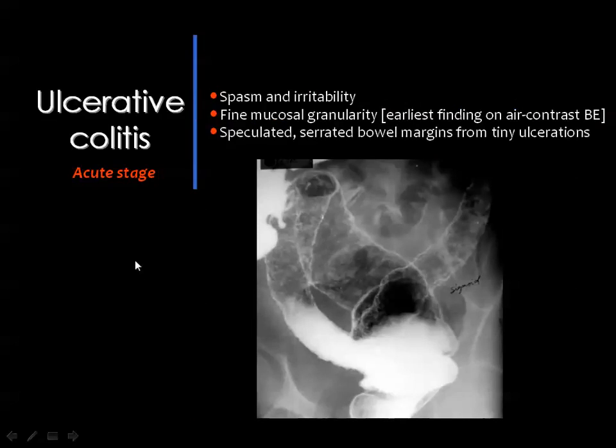In the acute or the early stage of the disease, you may have a spasm and irritability of the colon, and you have fine ulcerations giving the well-known granularity of the mucosa. And this can be seen with double contrast barium enema, and you see fine loculi of barium throughout the mucosa of the colon, which represent minute ulcerations.